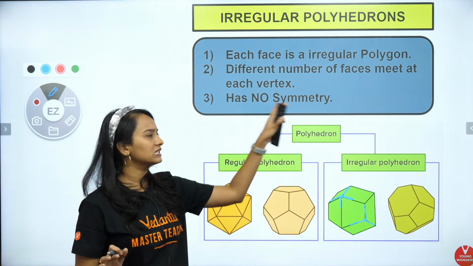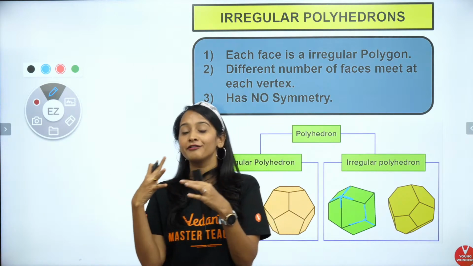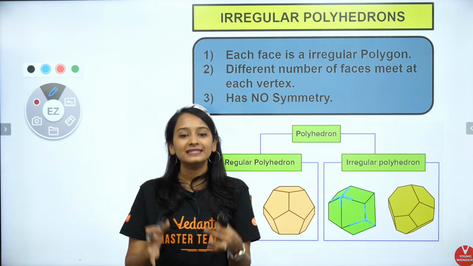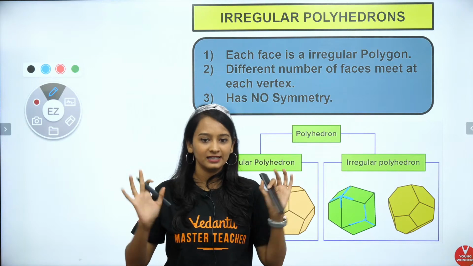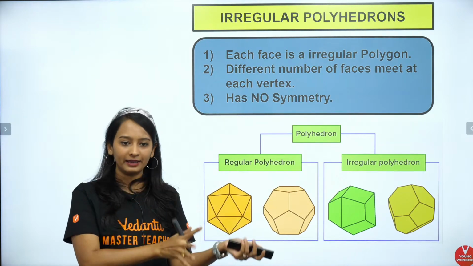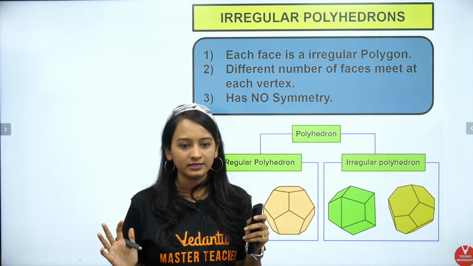Regular polyhedron is just opposite to this, where you can find symmetry, where you can find regular polygons, and the vertices are made up of the same number of faces, right? That's it. So that is the major difference between regular and irregular. Cool? Any doubts? Any doubts?